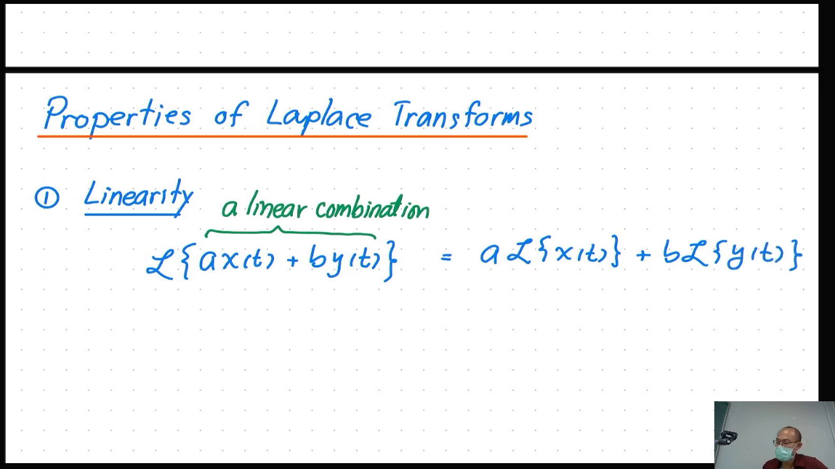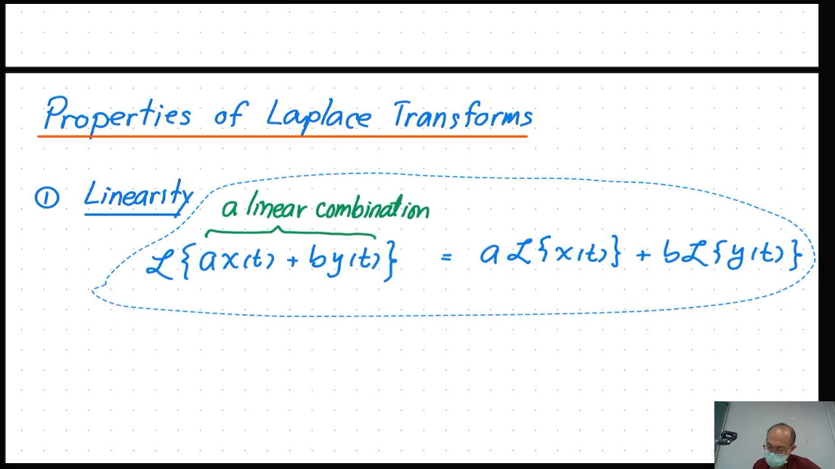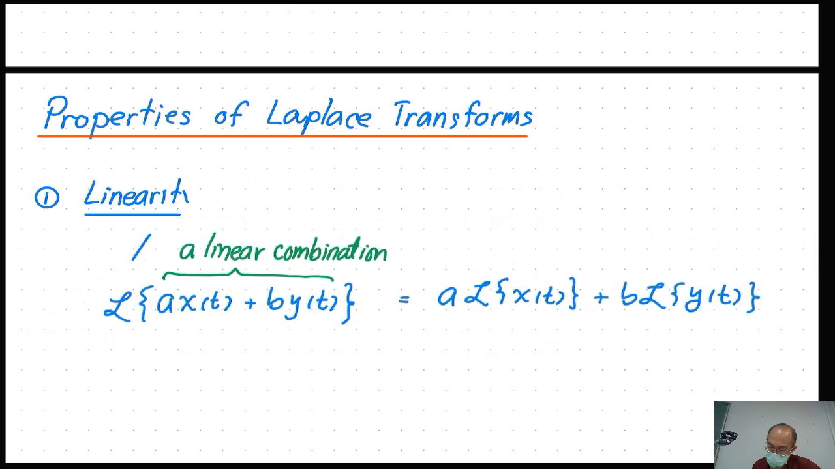So in other words, we can put the L operator inside of the parentheses. We can distribute L inside of the parentheses to get this. So this is called the linearity property. It is one of the most important properties of Laplace transforms, and it is very, very useful here.